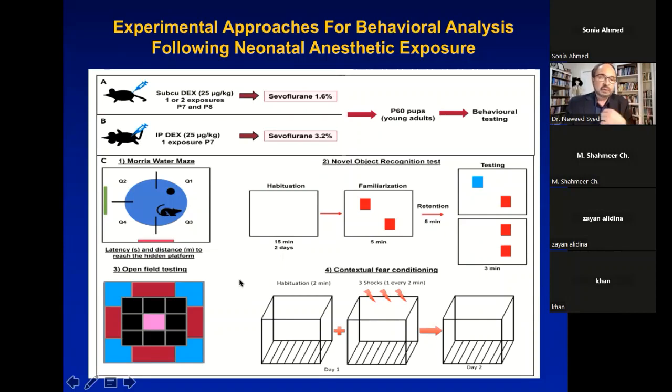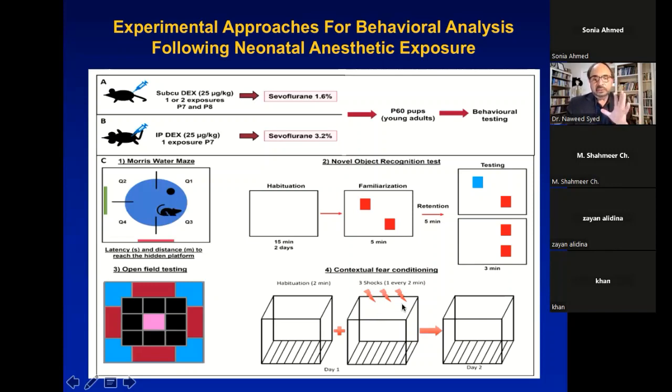And then finally, we do open field testing, whereby the animals are allowed to explore their environment, and we would like to see in which particular quadrant the animal spends most of the time, and whether they have exploratory behavior or not.